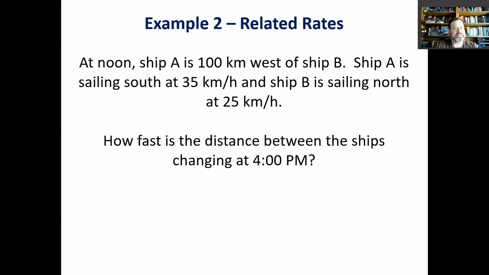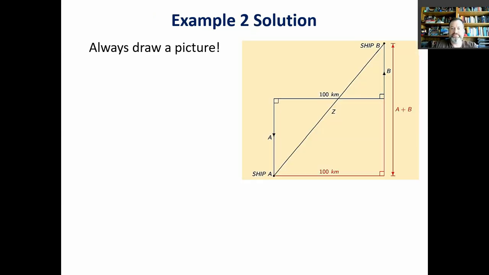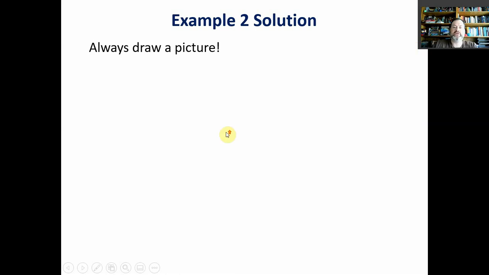Just before you flip to the next slide, before you look ahead, think about how you would solve this. It's very difficult to imagine what's going on here unless you draw a picture, right? So there it is. Maybe that's what you imagined, maybe it isn't. But this represents every single thing we talked about in the previous slide. At noon, ship A is 100 kilometers west of ship B. Ship B is traveling north. Ship A is traveling south, right?